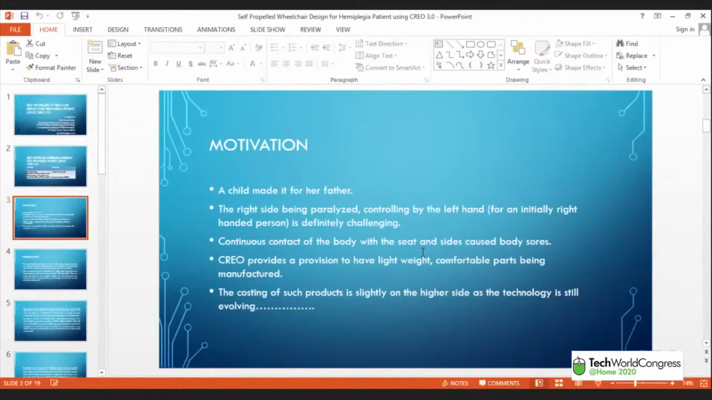We tried to manufacture certain portions which were critical because they are lightweight, they are comfortable, but of course the cost is high because the technology is still evolving, and maybe in due course of time the cost will hopefully go down.